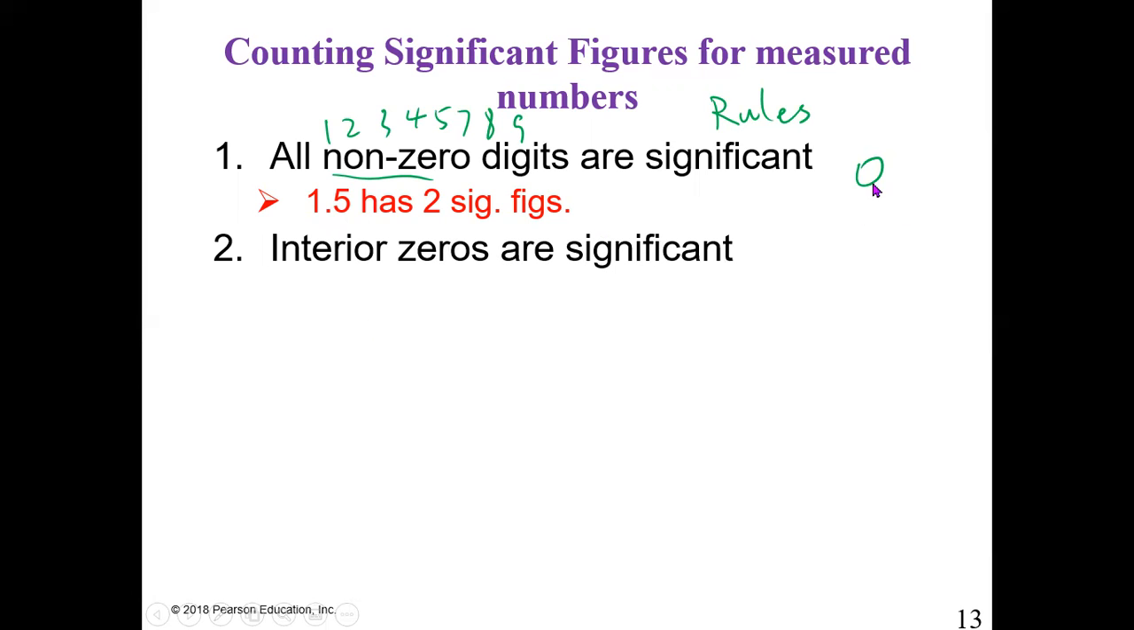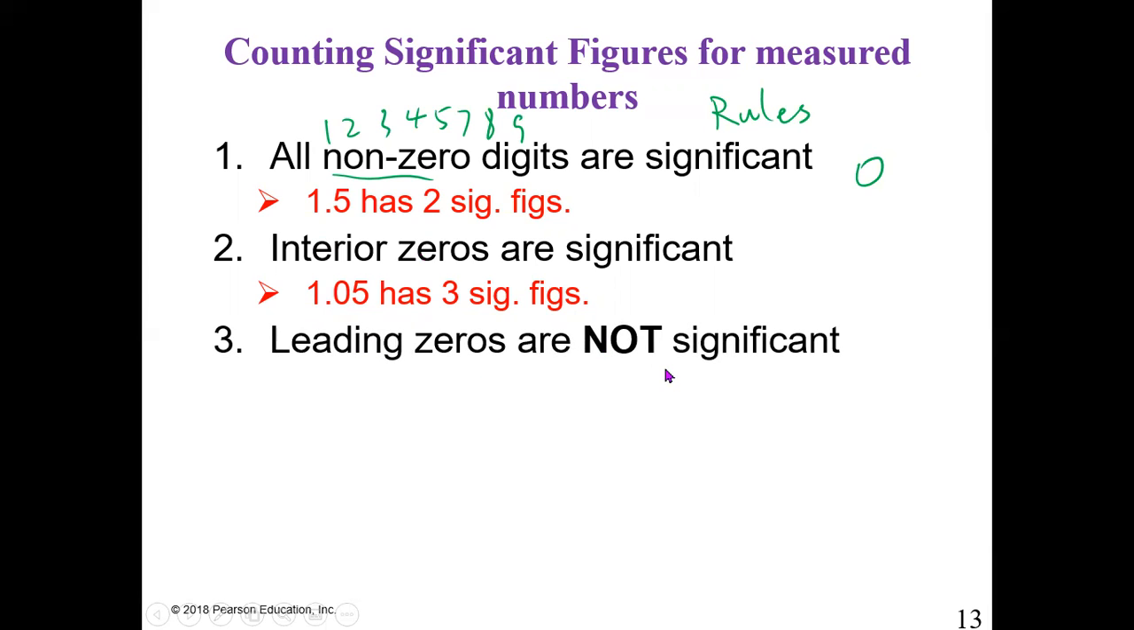Interior 0: this digit can be at different places. Interior 0 means in between 2 non-zero digits. In this number 1.05, the 1 is non-zero and the 5 is non-zero, so this 0 here is interior, between 2 non-zero digits. So you count this as significant. Altogether, 3 significant figures.